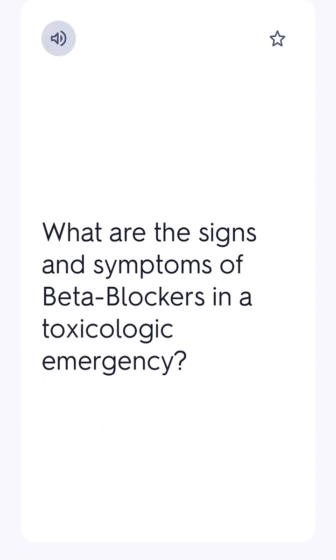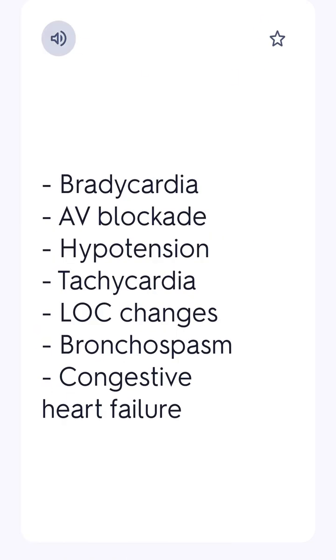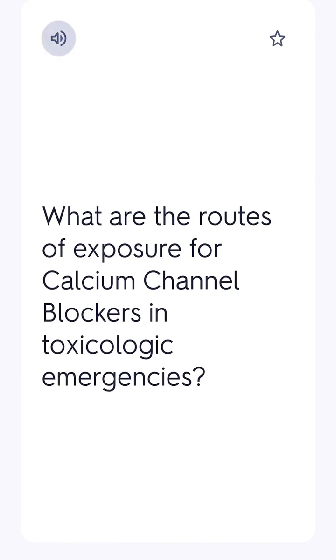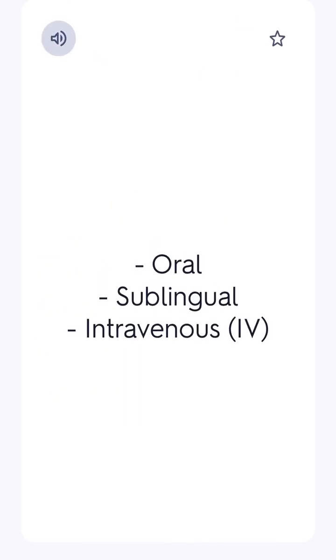What are the signs and symptoms of beta blockers in a toxicologic emergency? Bradycardia, AV blockade, hypotension, tachycardia, LOC changes, bronchospasm, congestive heart failure. What are the routes of exposure for calcium channel blockers in toxicologic emergencies? Oral, sublingual, intravenous.